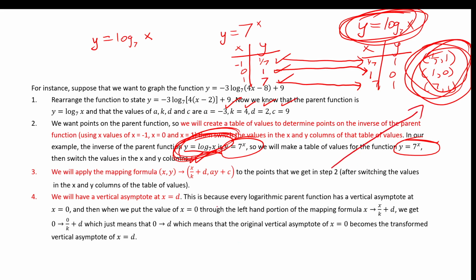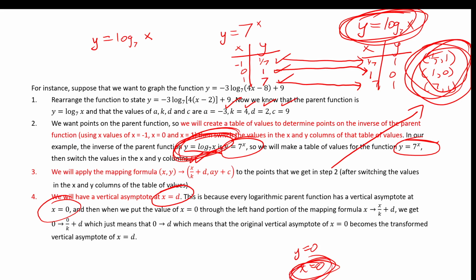And then we're going to remember that we'll have a vertical asymptote at x equals d. Now, it might help to explain why this is. Every logarithmic parent function has a vertical asymptote at x equals 0. If you don't remember that, just think about how every exponential parent function has a horizontal asymptote at y equals 0, and logarithmic parent functions are inverses of exponential parent functions, so y becomes x. So the logarithmic ones end up switching the y with an x, which gives us a vertical asymptote at x equals 0. That's one way to think of it.